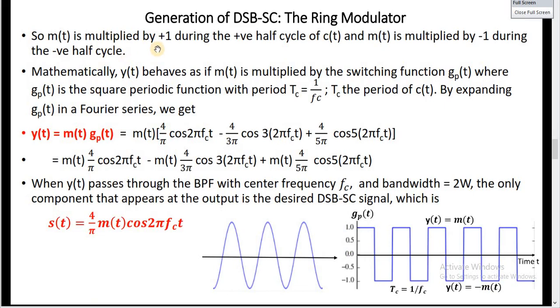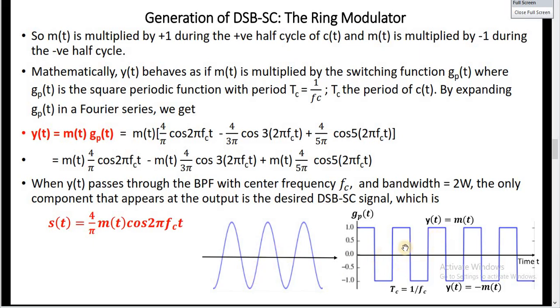So M of t is multiplied by plus 1 during the positive half cycle of C of t, and M of t is multiplied by minus 1 during the negative half cycle. Mathematically, Y of t behaves as if M of t is multiplied by the switching function Gp of t, where Gp of t is the square periodic function with period Tc equal 1 over Fc. So this is the positive half cycle, and during this time we multiply the message by plus 1. During the negative half cycle, we multiply the message by minus 1.